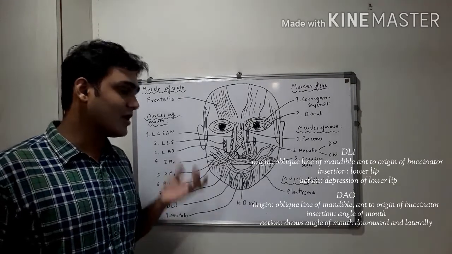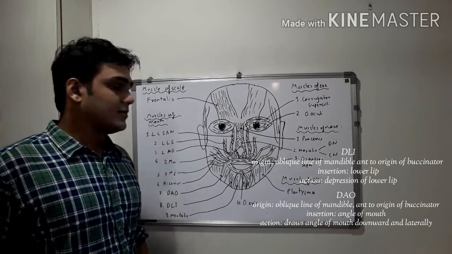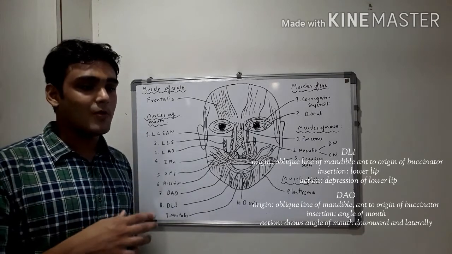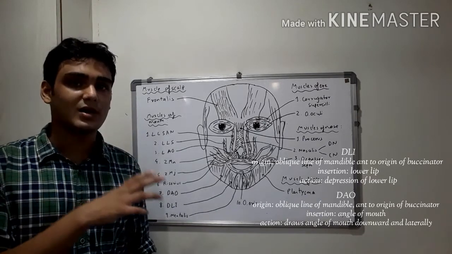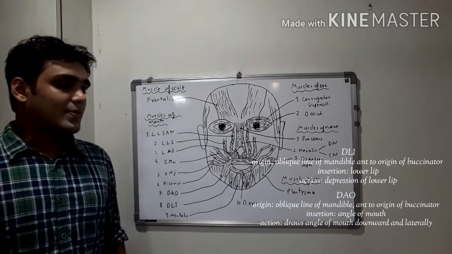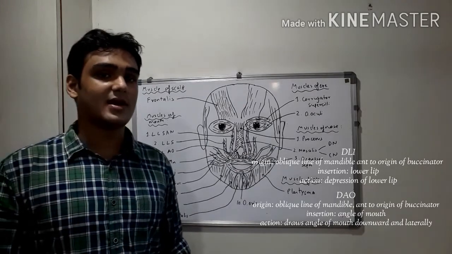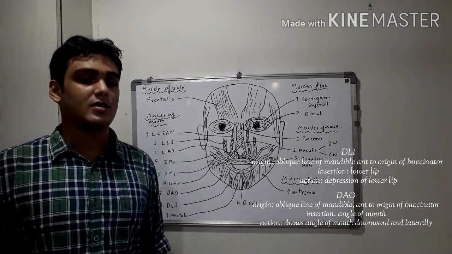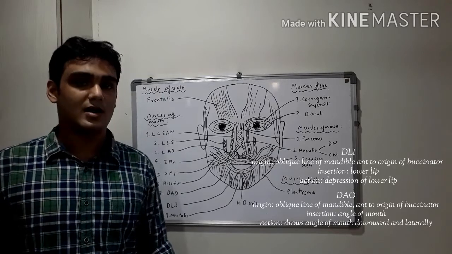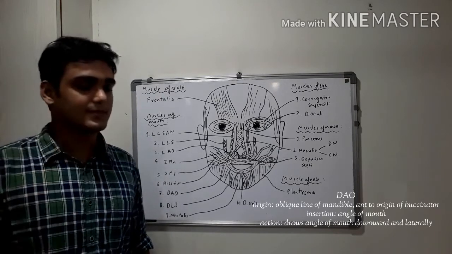Then talking about the depressor muscles of lower lip. So we have the depressor anguli oris and depressor labii inferioris. These two muscles originate from the oblique line of the mandible, anterior to the origin of buccinator muscle. And depressor anguli oris is inserted at the angle of mouth, while depressor labii inferioris is inserted at the lower lip. And depressor anguli oris has the function of drawing the angle of mouth downwards and laterally, and the depressor labii inferioris has the function of depressing the lower lip, drawing the lower lip downwards.